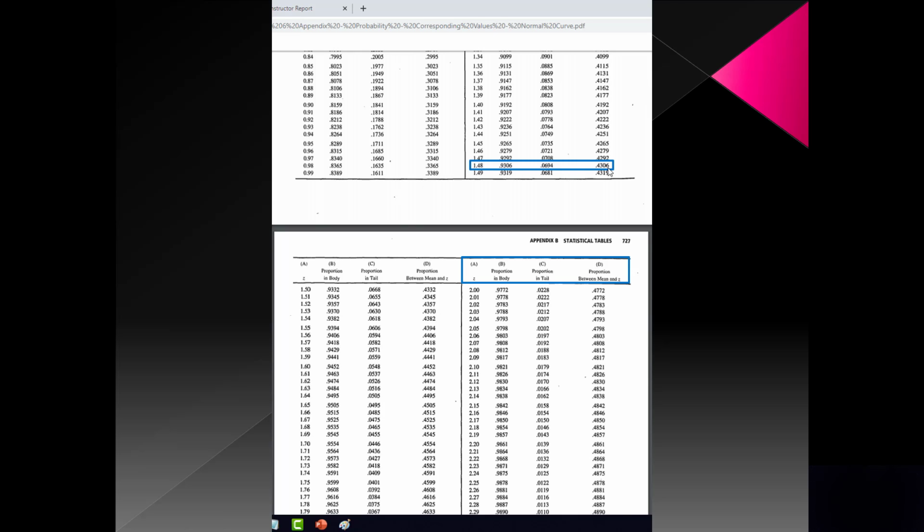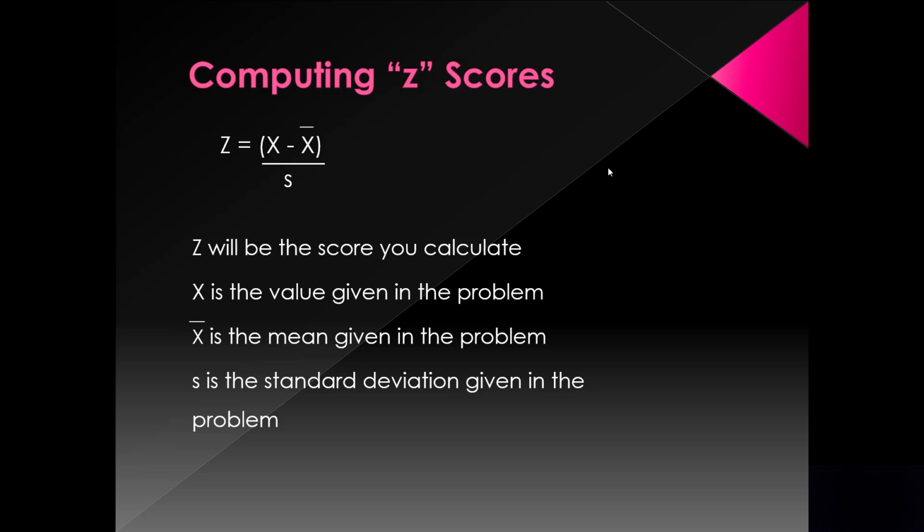Wow. Okay, moving on. This is how you compute Z-scores. Super easy, right? Z equals the value minus the mean divided by the standard deviation. Let's see. The Z is the score that you calculate. X is the value given in the problem. The X bar is the mean, and the small s is standard deviation. Okay, all three of these lower items will be given, and you have to calculate the Z-score. Pretty simple to do that.